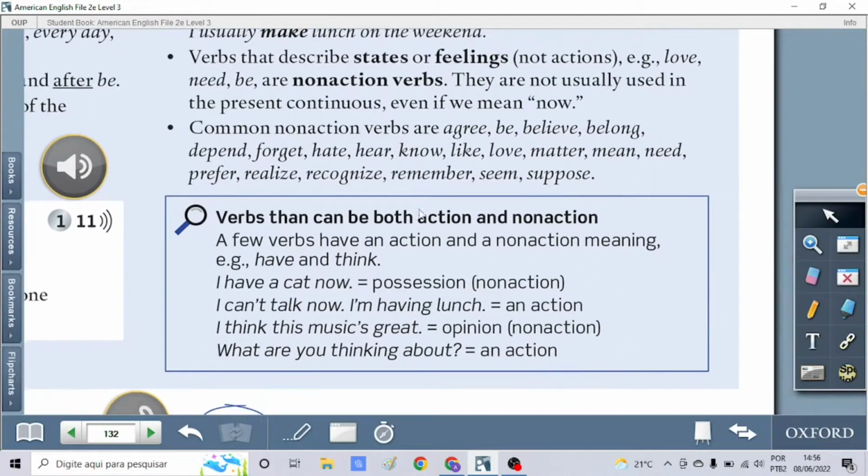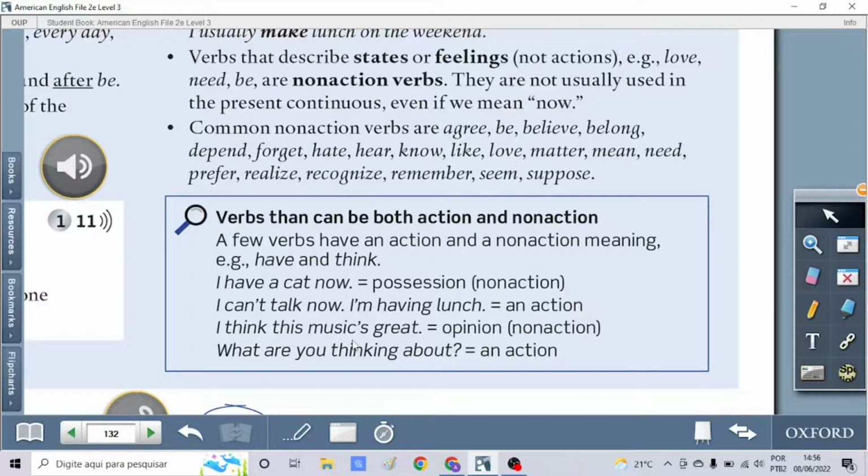Verbs that can be both action and non-action verbs. So here we have a few verbs that have an action and non-action meaning, but it depends on the context, okay? For example, the verbs have and think. I have a cat now. This is possession, it is non-action. I have a cat, I have a car, I have a daughter. I can't talk now. I'm having lunch. So when the verb have is together with lunch, dinner, a party, they are action verbs.